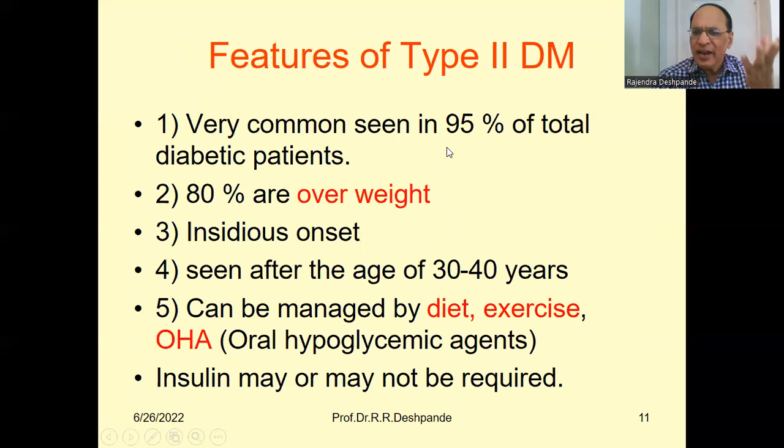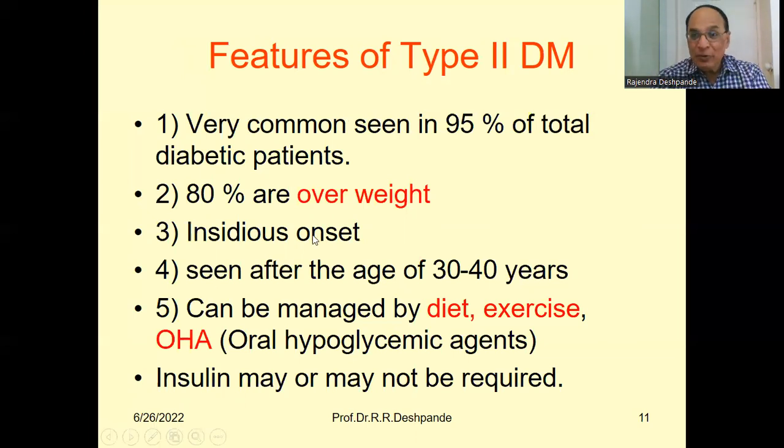Very common, seen in 95% of total diabetic patients. 80% are overweight. So overweight and diabetes are very close together. They are two sides of the same coin. So be careful. If you are overweight, you have the chances of getting diabetes mellitus, and also heart problems.